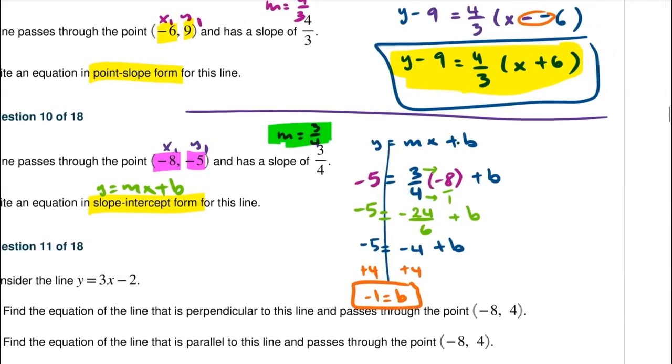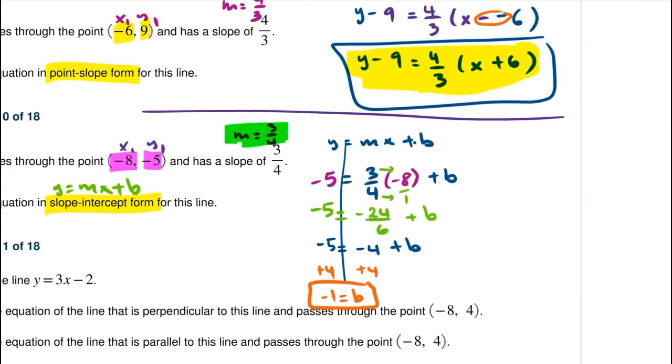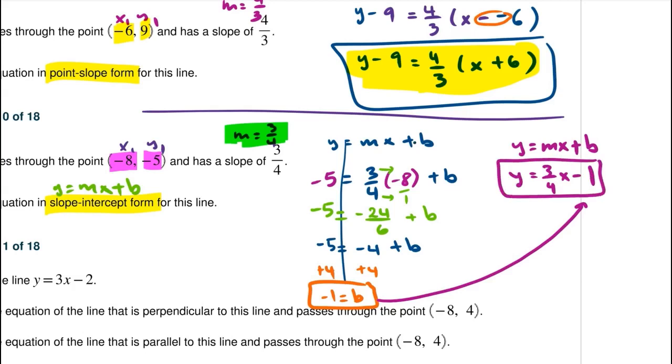Okay, so go back to the formula. y equal to mx plus b. We know our slope is 3/4 x. We know our b, we just found out. And we bring down the y. And that's it. That's the answer for number 10.